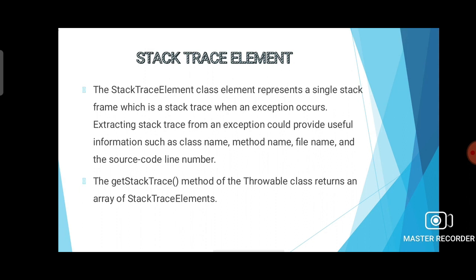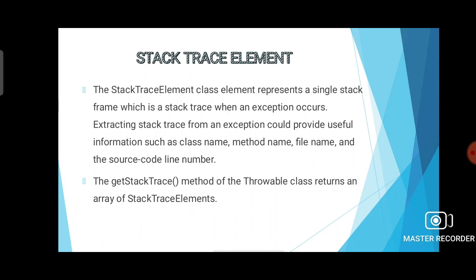A stack trace is simply a sequence of information that can be produced to the user when an exception occurs. The information is nothing but the information associated with the exception. That is, when an exception occurs, the associated class name, method name, and all those details will be traced and displayed to the user. Those details are called the stack trace. So the StackTraceElement class is used for this purpose.